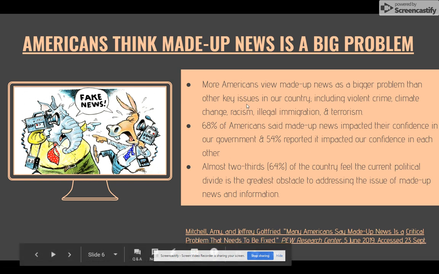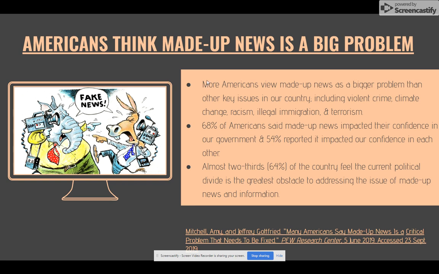And so here's just some information that we pulled from the study. And again, we'll share this with you, and there's a link here. But more Americans see made-up news as a bigger problem than other key issues. I tend to agree with them, although this is kind of a passion of mine. And I believe that Megan shares that kind of belief with me.